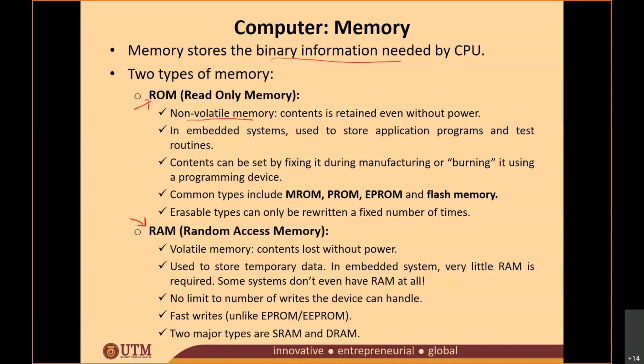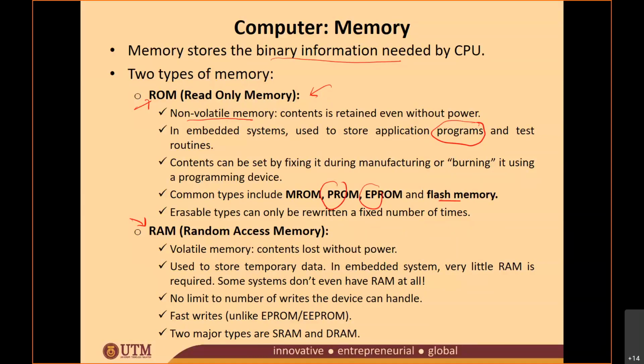In an embedded system, ROM is used to store application programs and test routines. So inside the system, you will store all the application programs inside this ROM. This content can be set by fixing it during manufacturing or burning it using a programming device. There are common types of ROMs such as MROM, which is mass ROM, then PROM, programmable ROM, EPROM, erasable PROM, and flash memory.